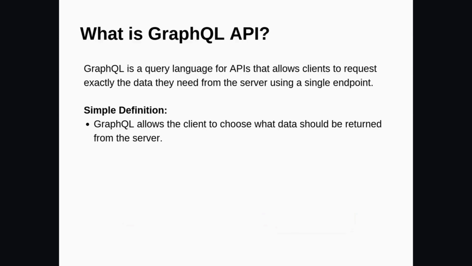But by the definition, this is the simplest definition I have written down here, so you can just memorize it for now. Okay, but you will understand later when we are going to create the GraphQL API, or when we are going to understand the difference between the GraphQL API and the REST API. Okay, even here I wrote it down: GraphQL allows the client to choose what data should be returned from the server.